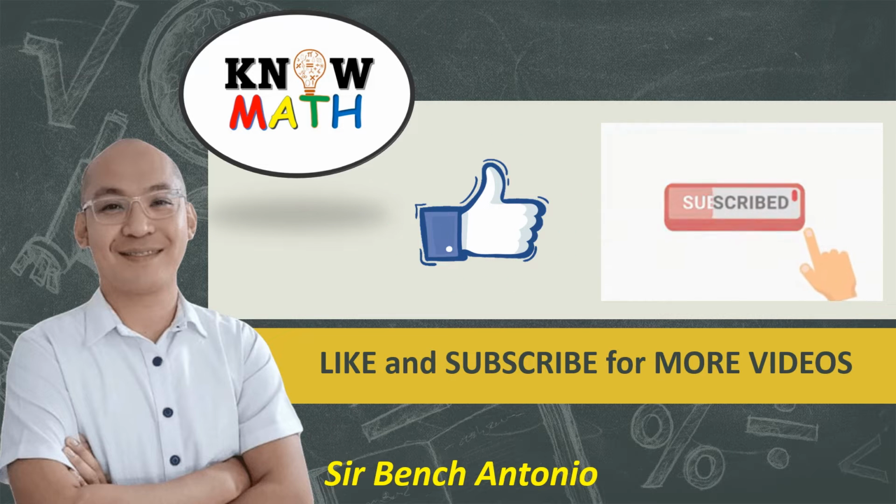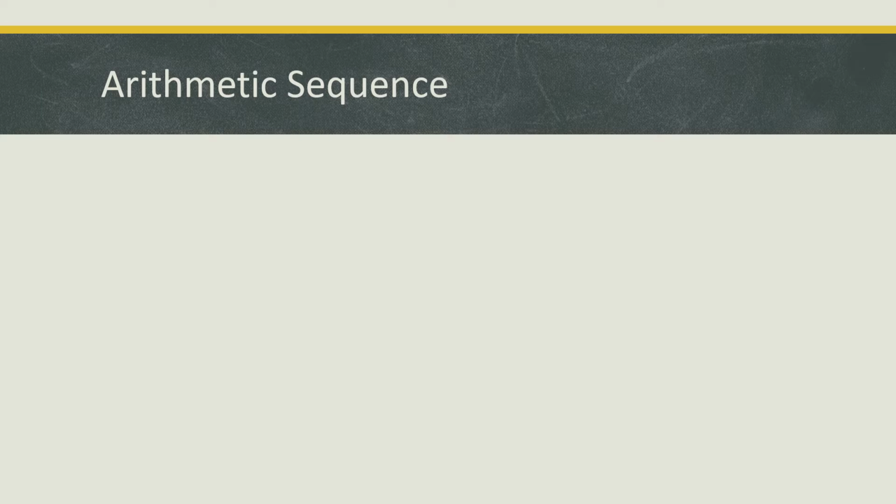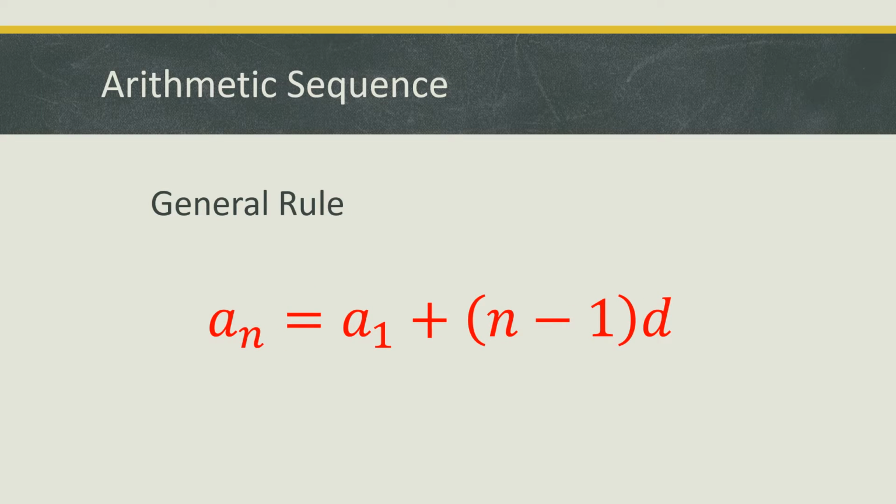Right, so let's start. We all know that the arithmetic sequence has the general rule of a sub n is equal to a sub 1 plus n minus 1 multiplied by the common difference d. This is the formula that we use when we solve problems involving arithmetic sequences. So let us discuss the derivation of this formula.